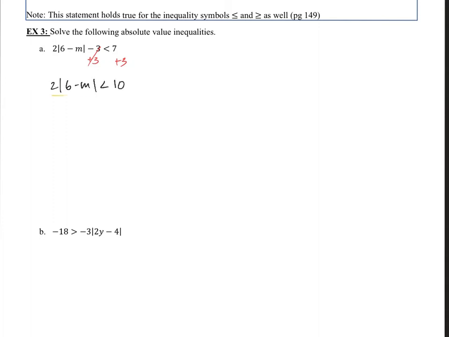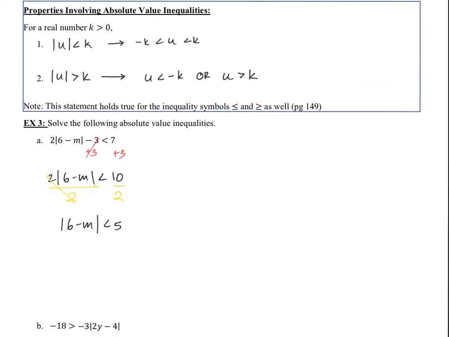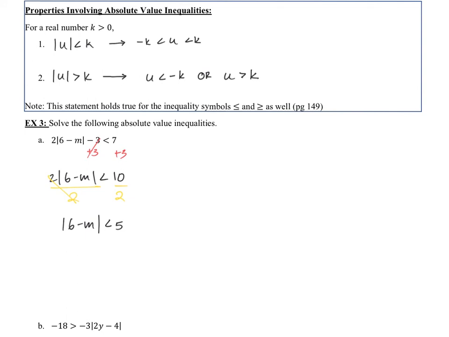Now getting rid of that 2, we'll divide both sides by 2. Absolute value of 6 minus m is less than 5. Awesome. Now we have the absolute value by itself. So the question is, which option is this? 1 or 2? Well, a good way that I use to remember it is by this word here, goal.